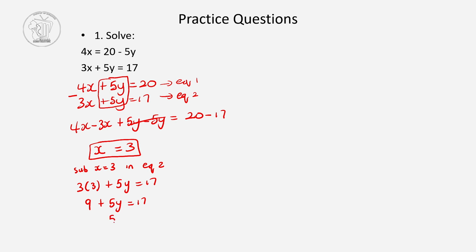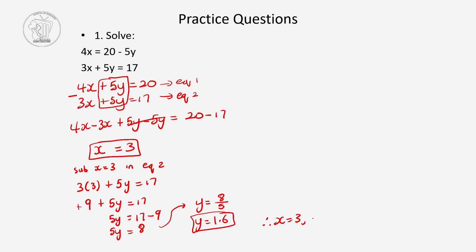So we solve for y here. So 5y will equal to, this is a plus 9, and we take it over, it will become minus. So 17 minus 9, and 5y is equal to 17 minus 9. 17 minus 9 will give us 8. Since the 5 is multiplying the y, we'll have y is equal to 8 divided by 5. So y is equal to 1.6. So we have y is equal to 1.6 and x is equal to 3. So we can say therefore x is equal to 3, y is equal to 1.6.